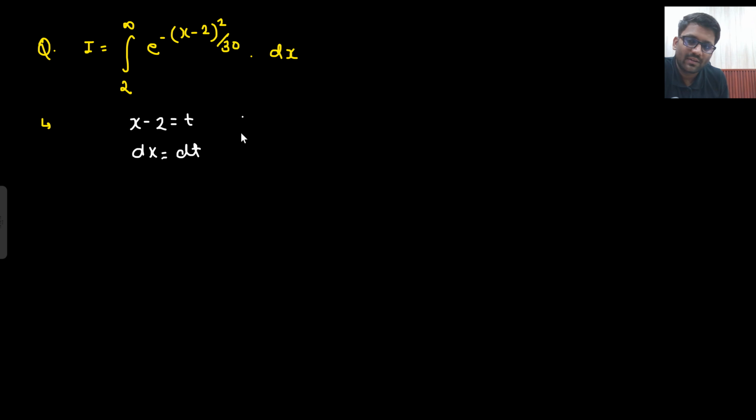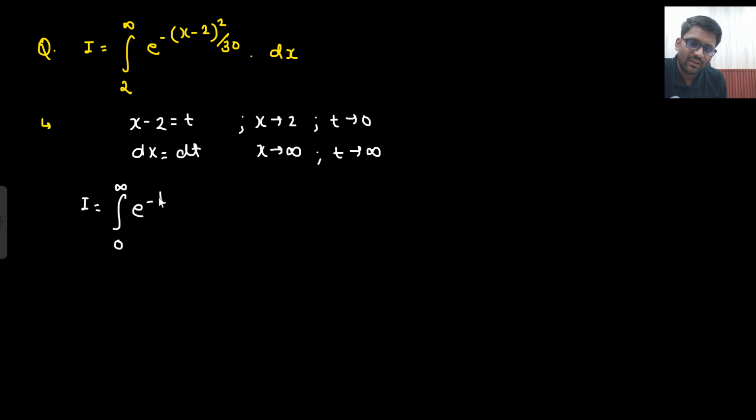What about the limit? If x is equal to 2, then t would be 0. If x goes to infinity, t would go to infinity. So the limit of t is going from 0 to infinity. e to the power minus, in place of x minus 2 you are putting t, so t square by 30, dt. In place of dx you will be putting dt. What will be the answer of this particular thing?